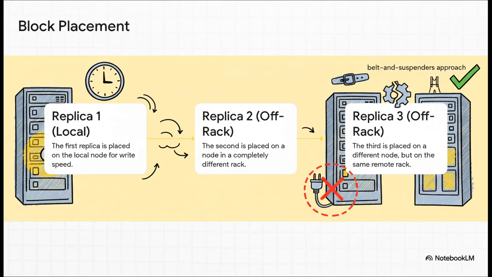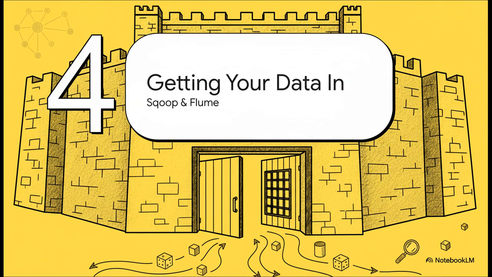That protects you if the whole rack loses power. And the third copy, it goes on a different machine in that second rack, which protects you from a single machine failure over there. It's the ultimate belt and suspenders approach to keeping your data safe. All right, our data fortress is built, it's spread out, and it's pretty much indestructible.